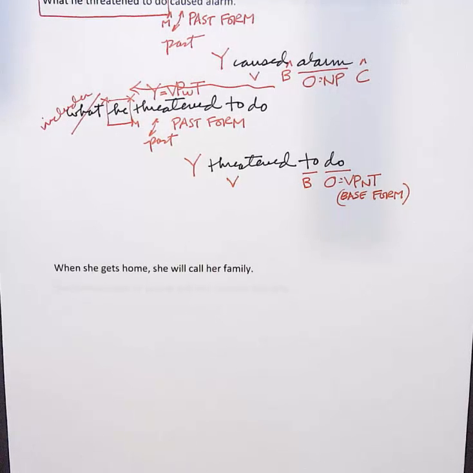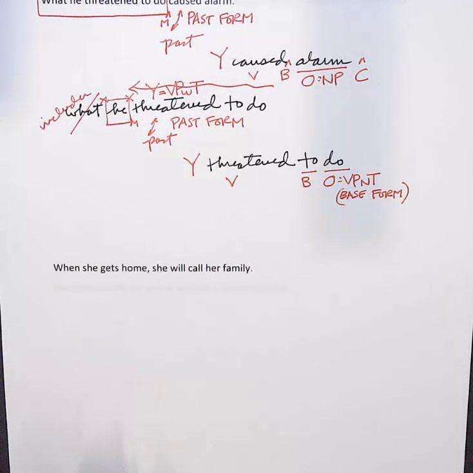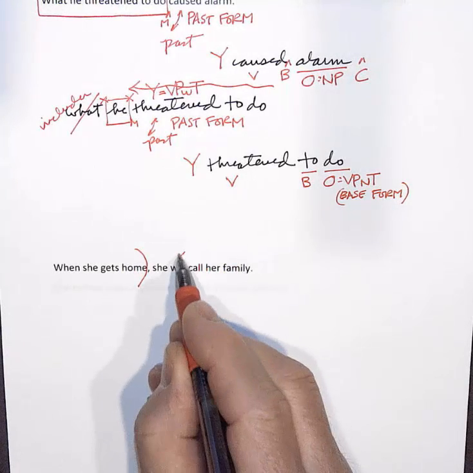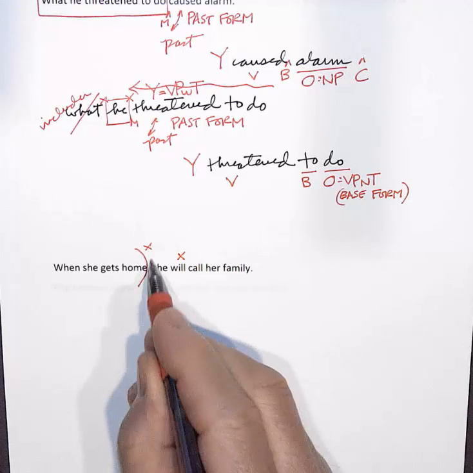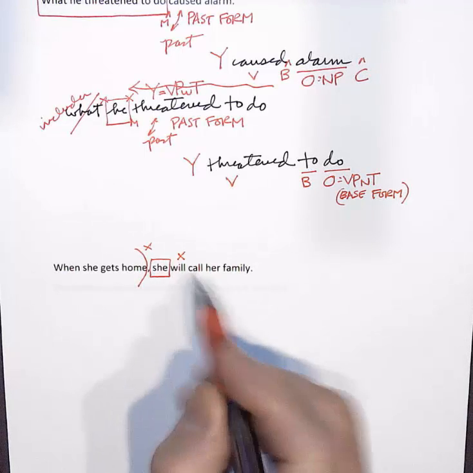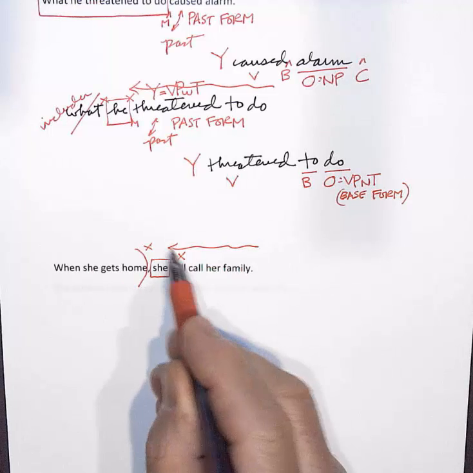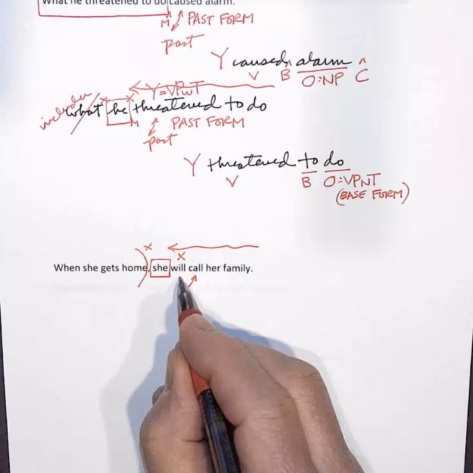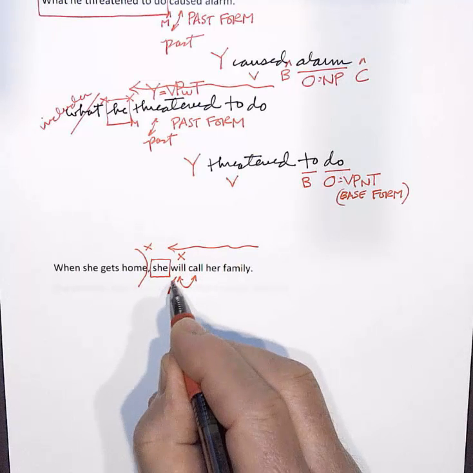When she gets home, she will call her family. Shifter: will is the X word. She is the subject. Predicate. Ties: will ties with call. Will ties with the present.